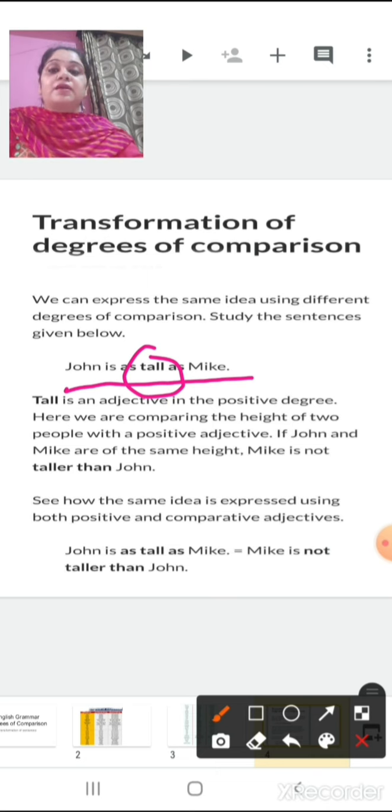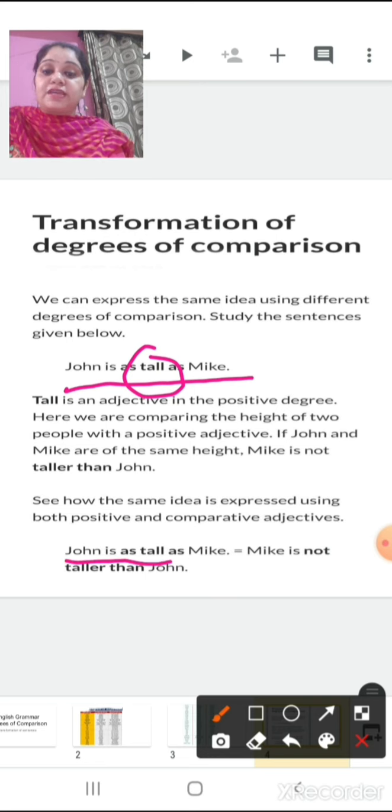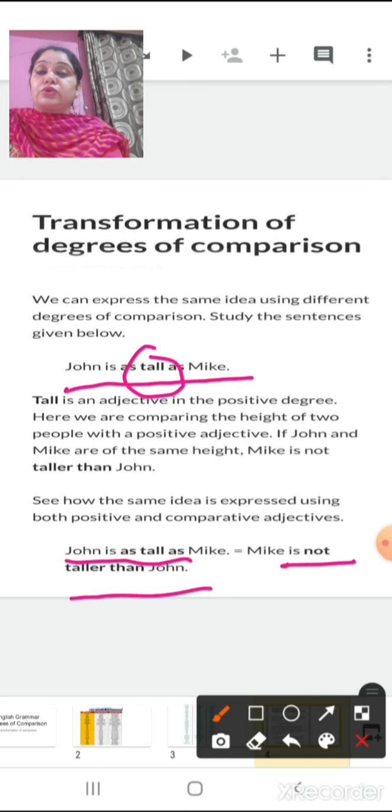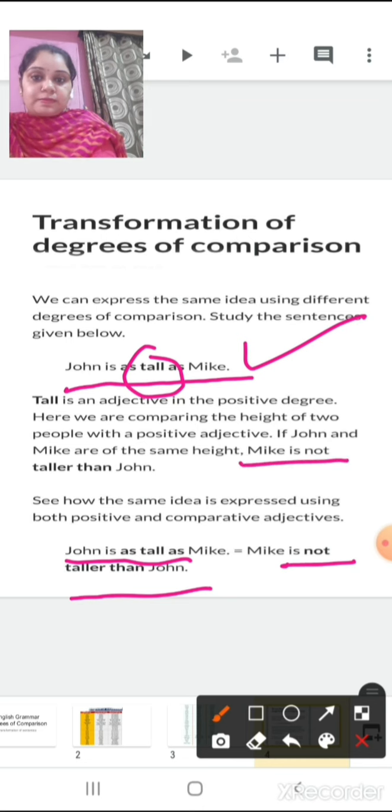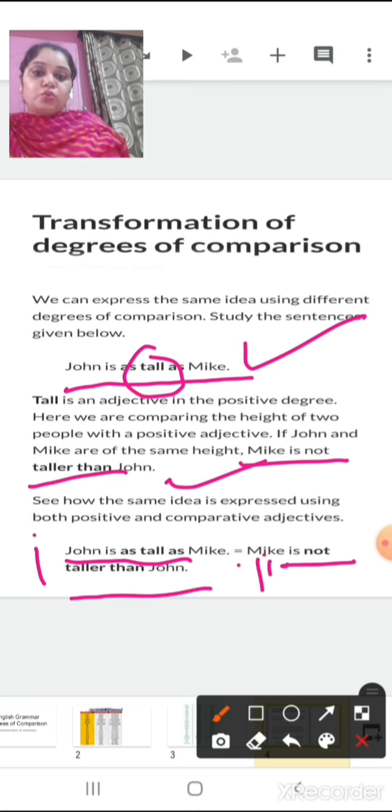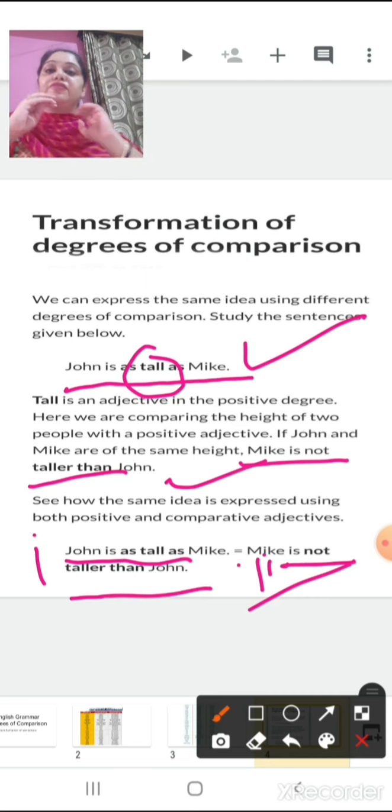Next example. If we are using both positive as well as comparative degree, what is it? John is as tall as Mike. Fine. And Mike is not taller than you, John. So this is what we have understood. Both sentence number 1 and sentence number 2 are actually the same; just the way of representation has changed.